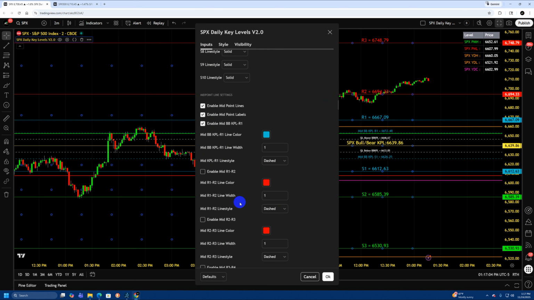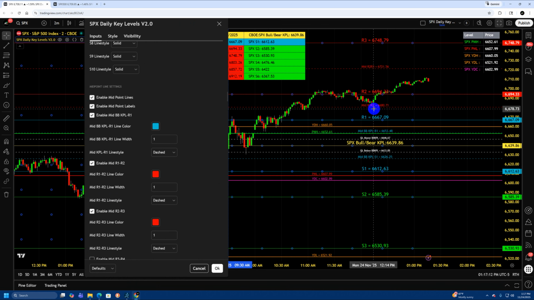So for example here I can turn on mid R1, R2 and mid R2, R3. And as you can see here, now we have these midpoint levels here. Conversely, you can also do that to the downside. However, in today's session, since so far price action is taking us in the up direction, there was no need to turn on these particular levels. However, should price start collapsing through the bull bear key price level and also through these levels, then you can turn on the midpoint levels down here when it becomes relevant in the session.